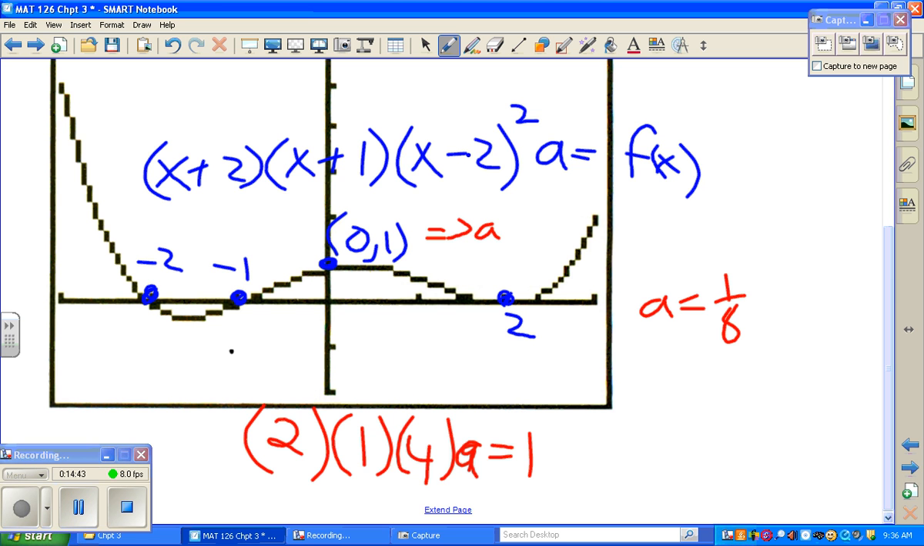Let's see. So the answer would be f of x equals 1/8 times x plus 2, x plus 1, x minus 2 squared. So far, so good? Fantastic. I think we're about done.